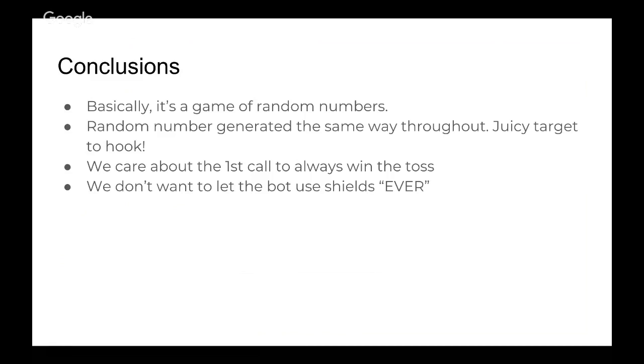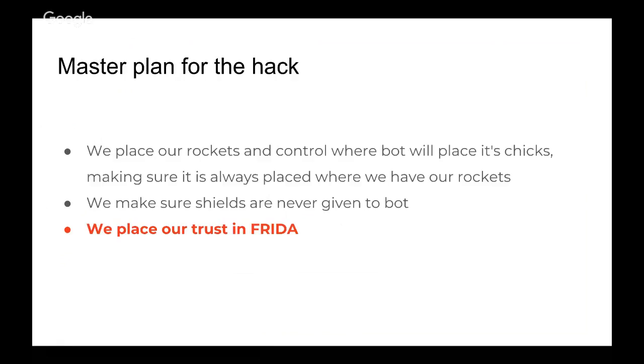We would hook on every random call, and we would have some logic around it, and we would try to always change whatever random number the bot was generating to put its chickens, right? And of course we have to win the toss every single time. That would also serve as a proof of concept, and make sure that we get the first chance to attack, right? We also made sure that we always bypass the shield placing logic, as I had explained earlier. So these were the conclusions we drew, and we came up with this master plan for the hack. We place all our rockets and control where the bot will place its chickens.